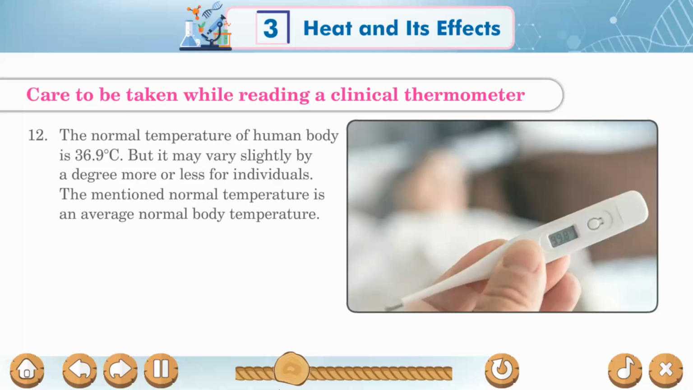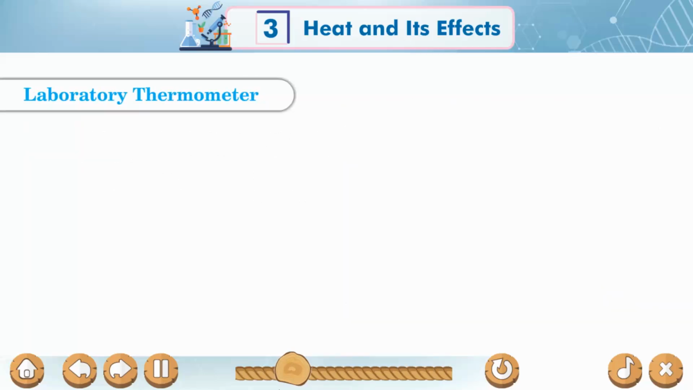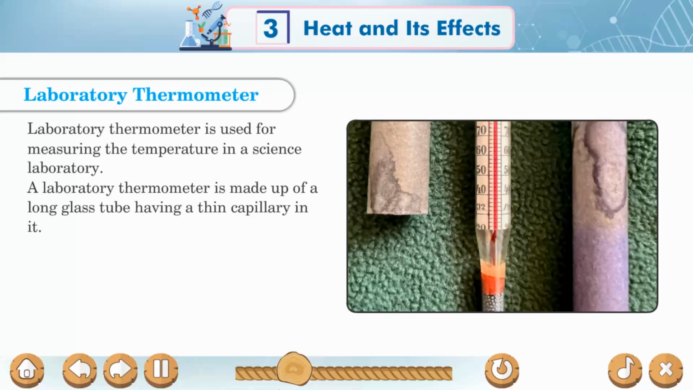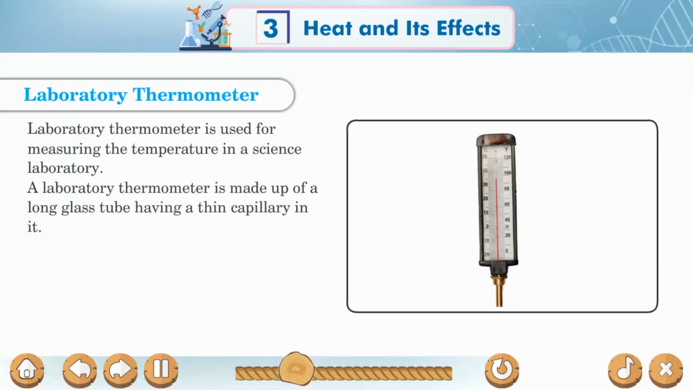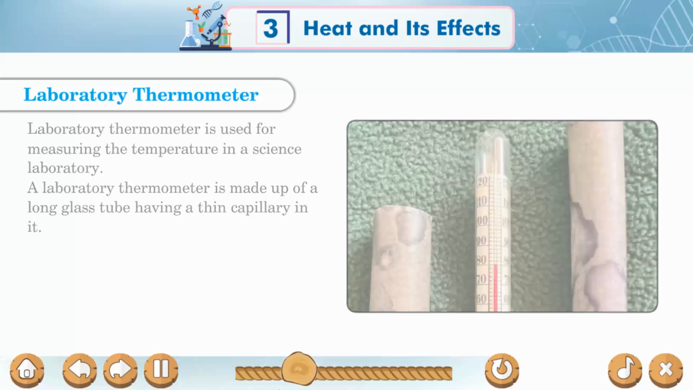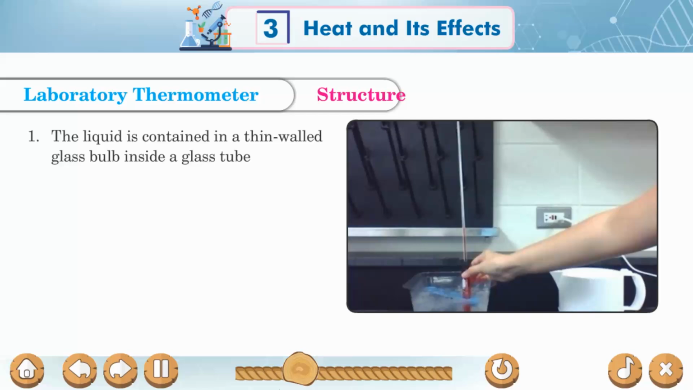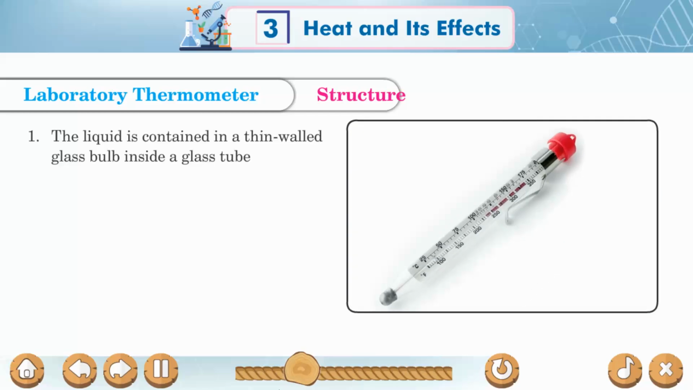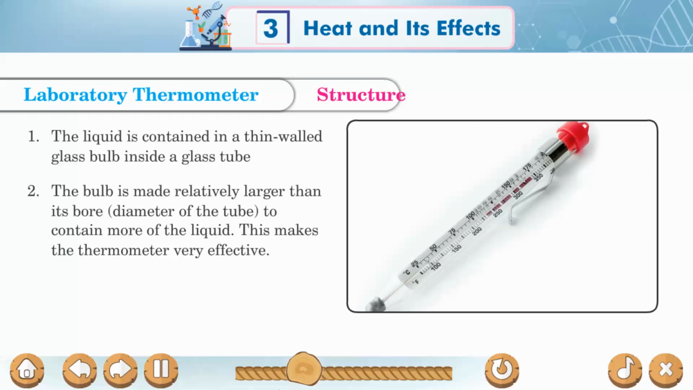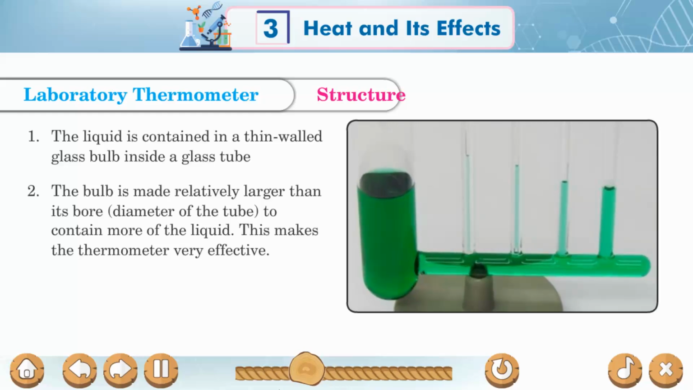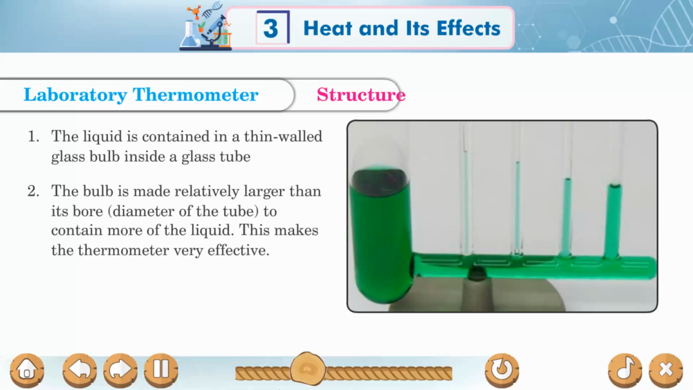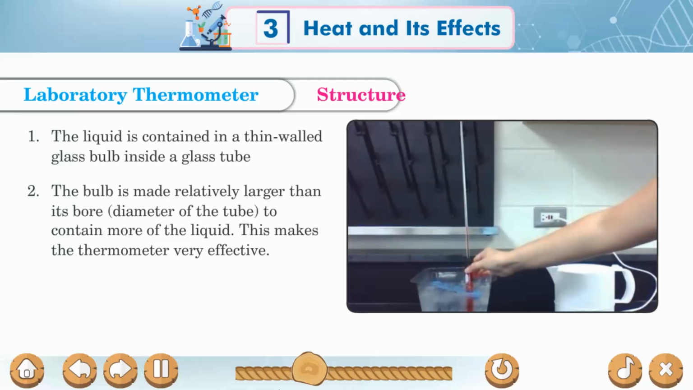Laboratory thermometer. A laboratory thermometer is used for measuring the temperature in a science laboratory. A laboratory thermometer is made up of a long glass tube having a thin capillary in it. Structure. 1. The liquid is contained in a thin-walled glass bulb inside a glass tube. 2. The bulb is made relatively larger than its bore, that is the diameter of the tube, to contain more of the liquid. This makes the thermometer very effective.